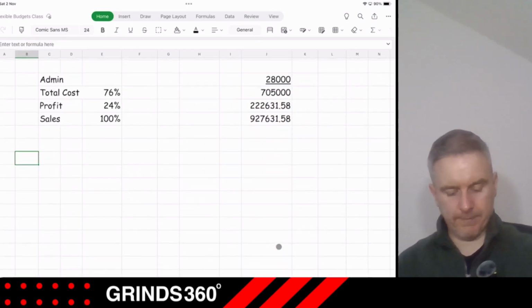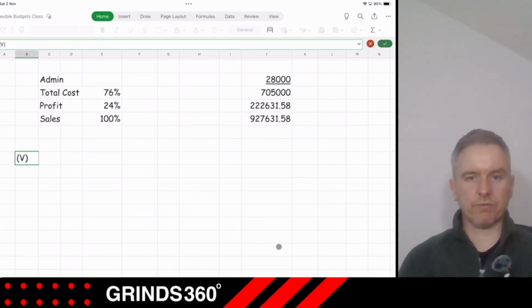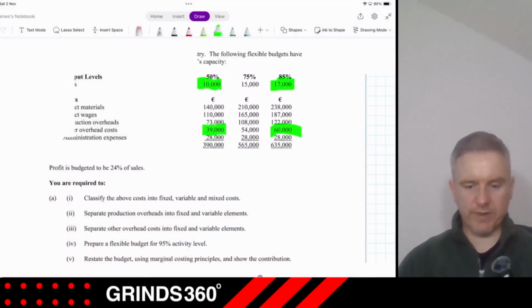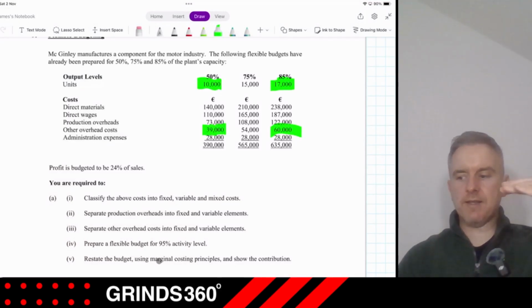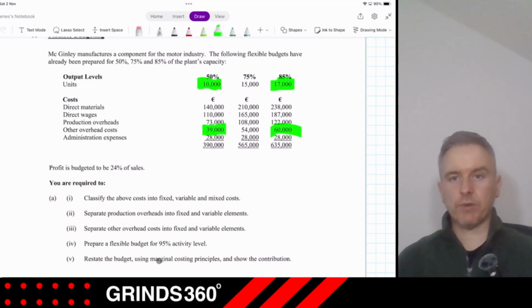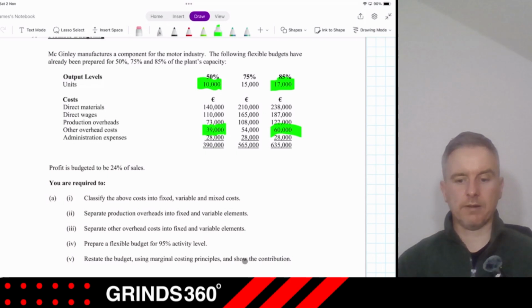Part 5 then is where we have to restate using marginal principles, okay? So using marginal principles just means we have to go sales less variable cost, contribution less your fixed costs gives you your profit figure. That's what they mean by restate using marginal principles, okay? And this little line here, show the contribution. You will get marked down if that's not there, okay? So if the name isn't there in the figure, obviously you're going to lose marks, but the name is crucial as well. You have to have that in there.